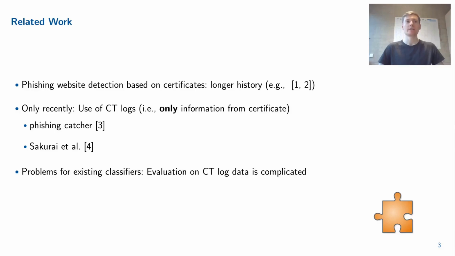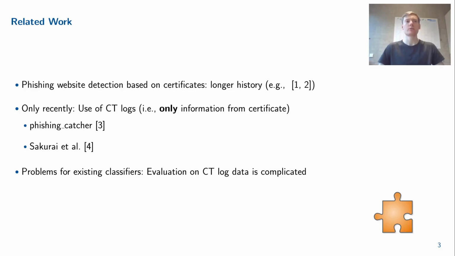Even though these classifiers achieve promising results, they lack evaluations on actual CT log data, in particular in a live classification setting, where certificates are analyzed as soon as they are added to the logs. This is due to the fact that CT logs contain massive amounts of certificates, which complicates the interactions with these logs, including tasks like ground truth labeling.